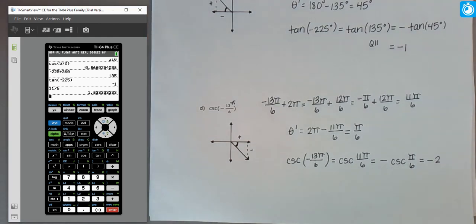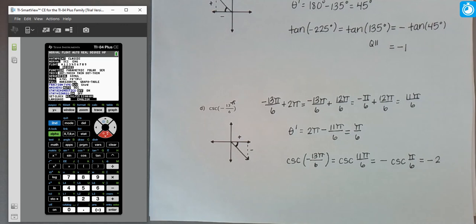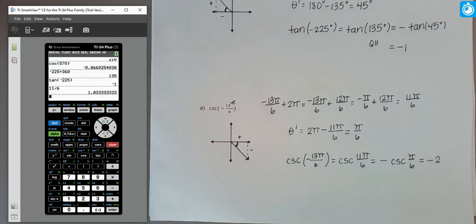Okay, let's check that one. Now we're back in radians, so let's convert back to radian mode. Okay. Now remember, we don't have a cosecant button. We have to write it as 1 over sine. So 1 over sine, and we're taking it for negative 13 pi over 6. And there it is, negative 2.